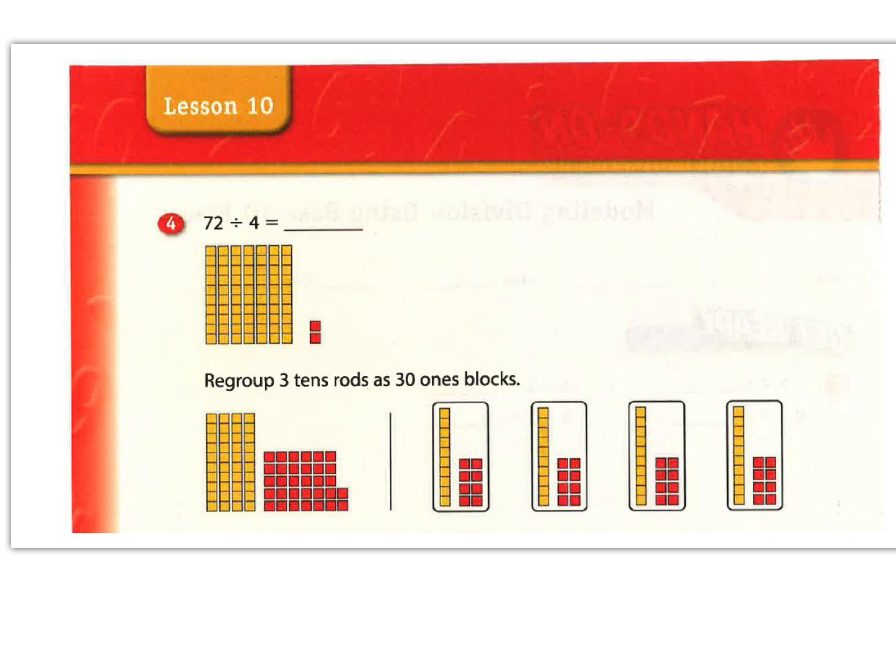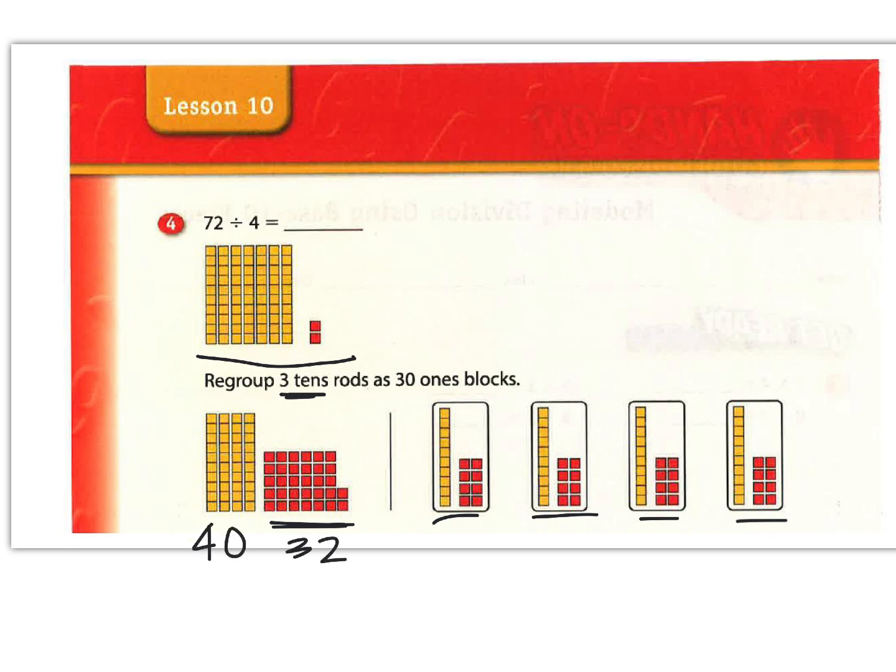Here we have 72 divided by 4. So you make the number first, and then you regroup the tens rods as 10 ones blocks, because if you have 4 groups, you take 1 of the tens rods and make it 10 ones. So now here we have 60 plus 12.